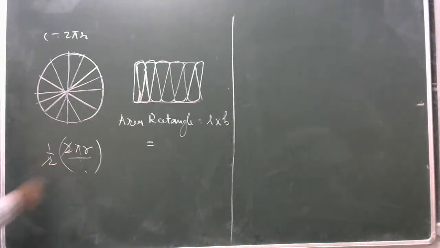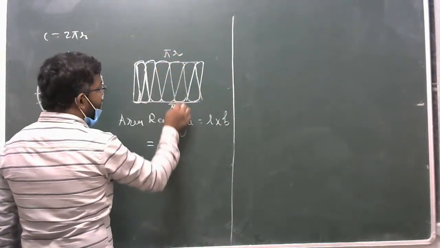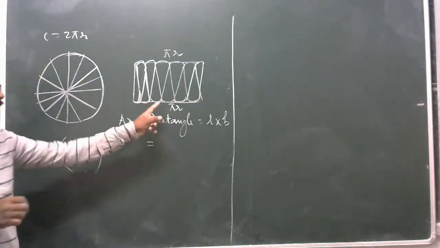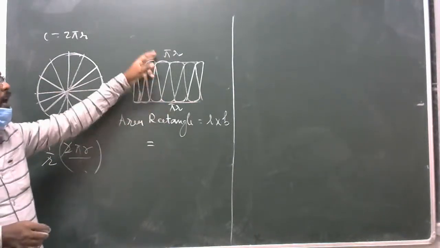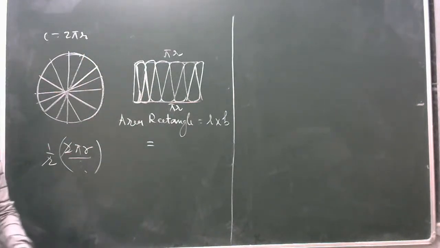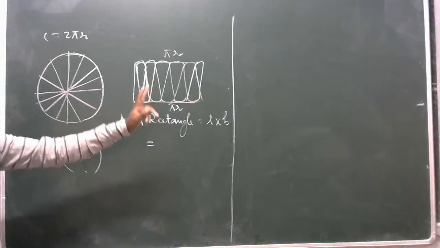So the 2s will get cancelled. You will get 1 pi r, or simply I can take it as pi r, and this length also will be pi r. Either pi r or the other remaining pi r has gone upside. So when you add them, you will get 2 pi r, that is the total circumference. So we got our length as pi r.